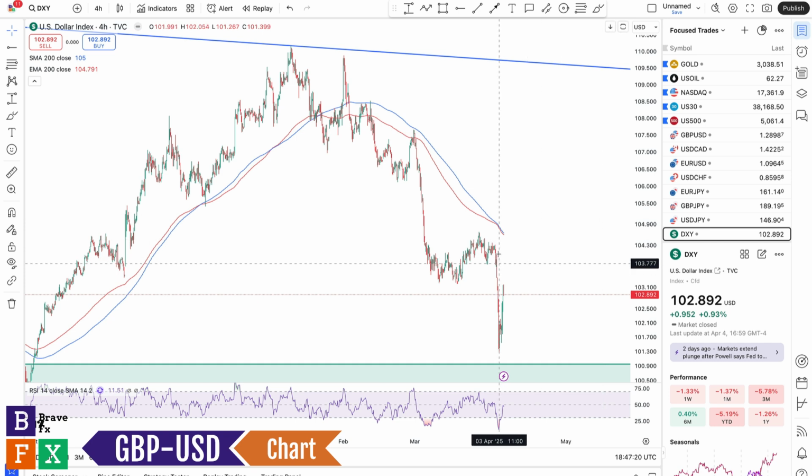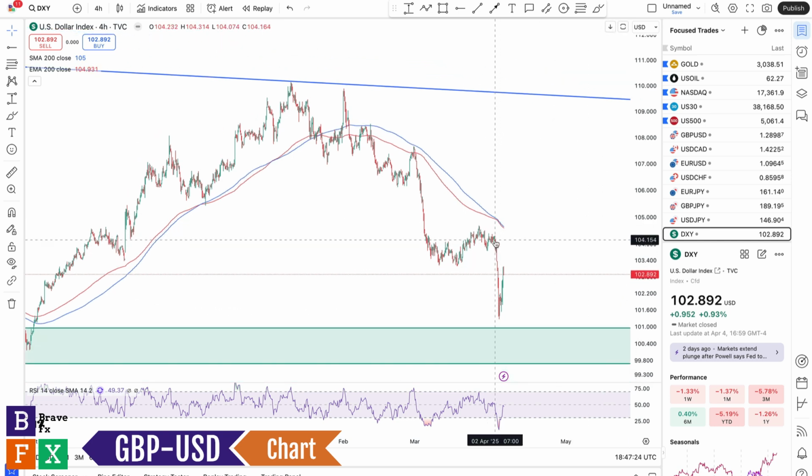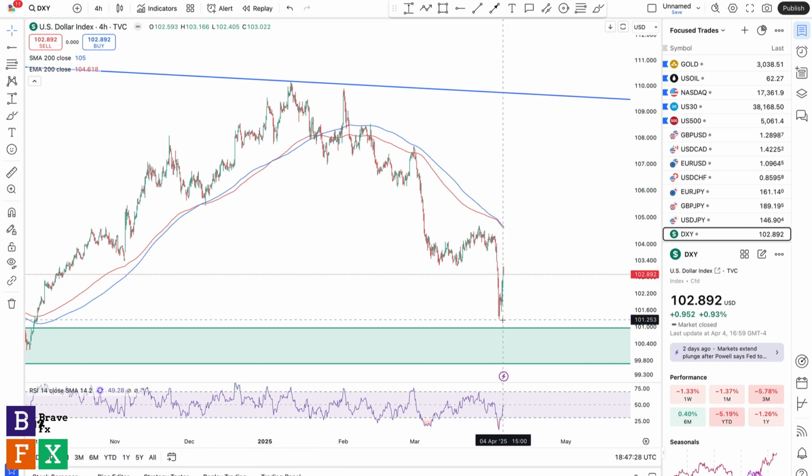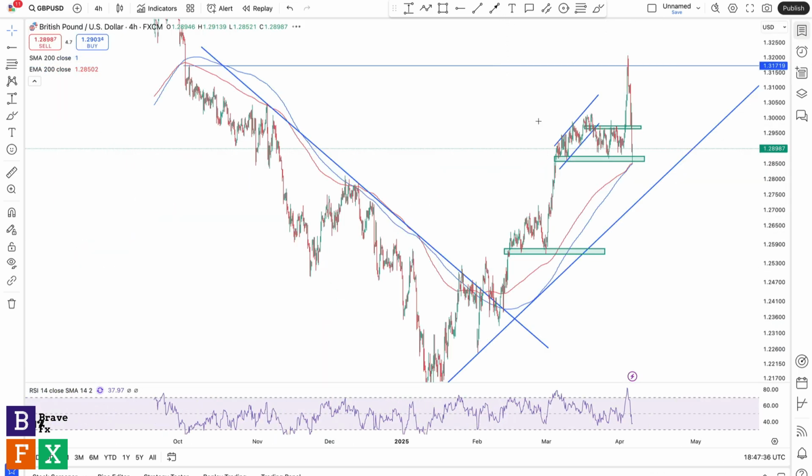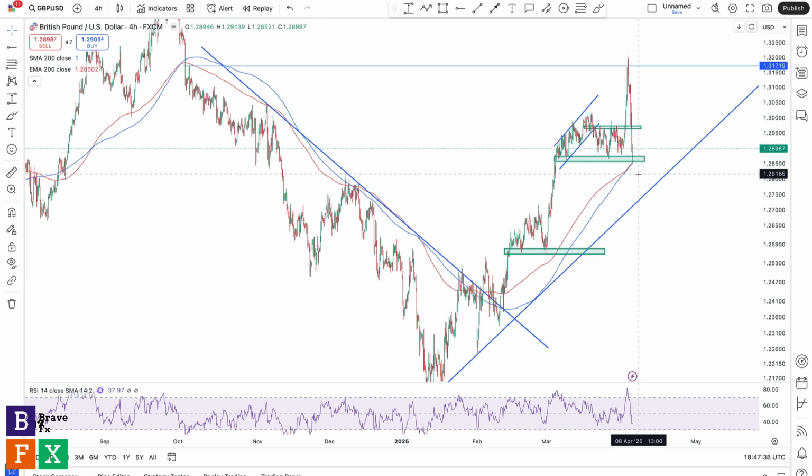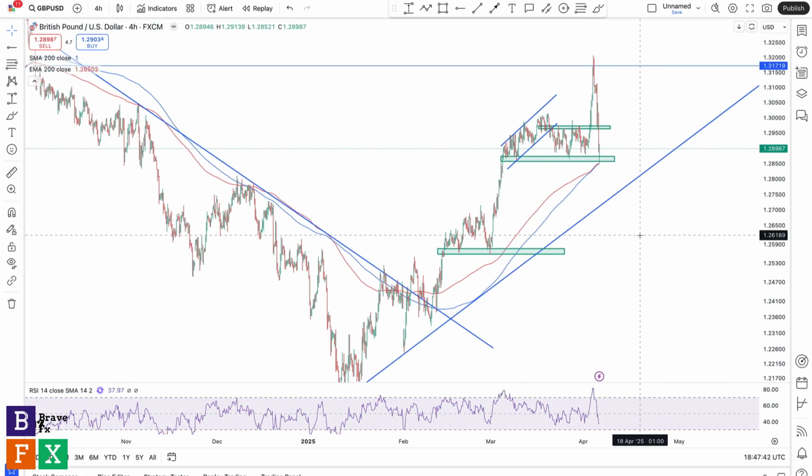So you can see DXY, this is the DXY chart, went bearish for a while. That's what led to the massive pump we saw on GBP-USD and EUR-USD. But at the end of Friday, we had a slight reversal to the upside, which led to the reversal we saw on GBP-USD. And GBP became weak on Friday, I think.